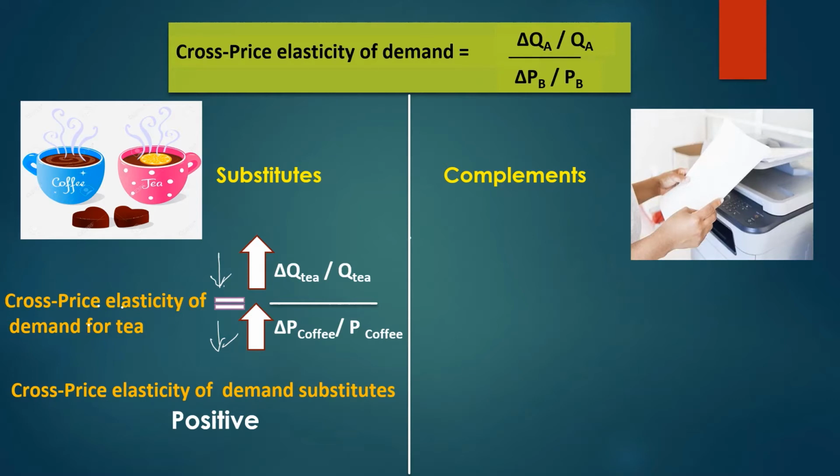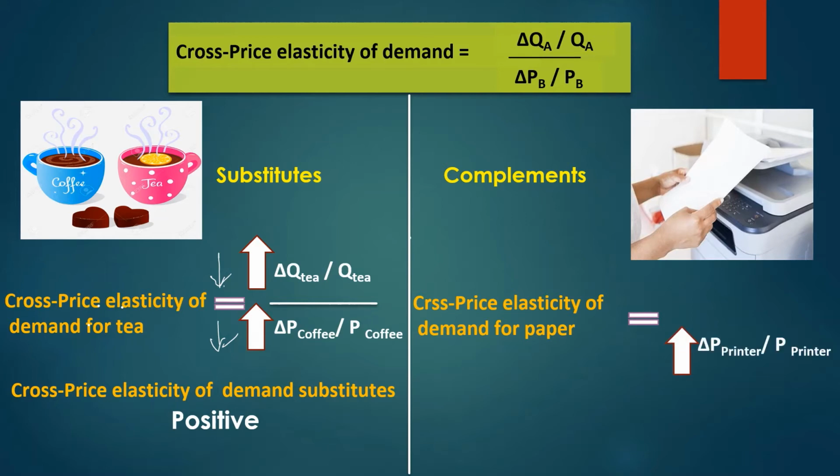Now come to the complements. Complementary goods are always demanded together, so their demand moves together in the same direction. So consider the cross price elasticity of demand for paper. If we consider the example of printer and paper, then if the price of printers increases, what will happen to the quantity demanded for paper? It will decrease.